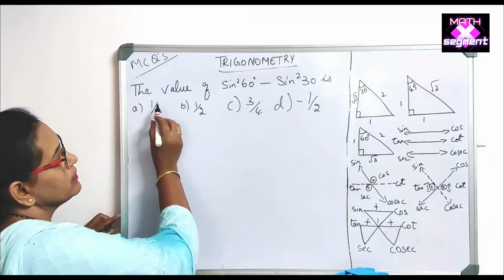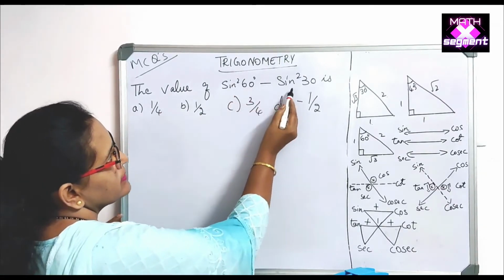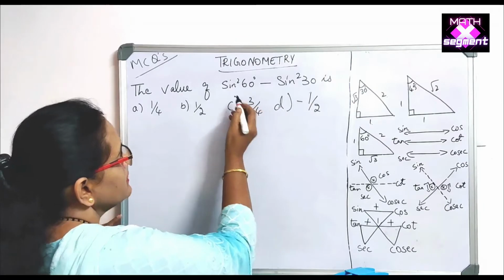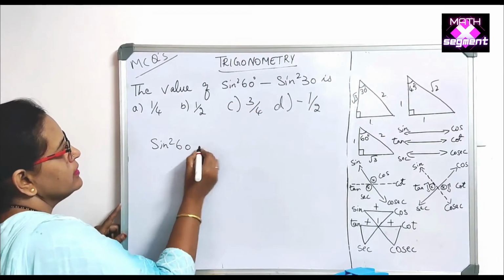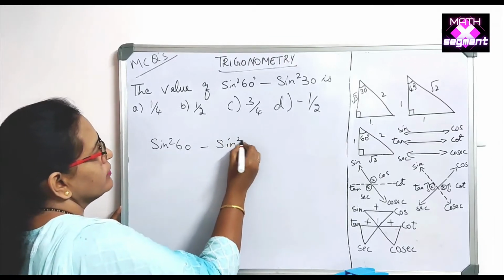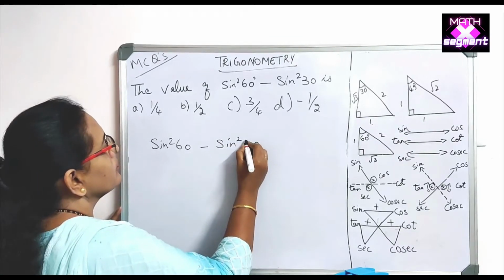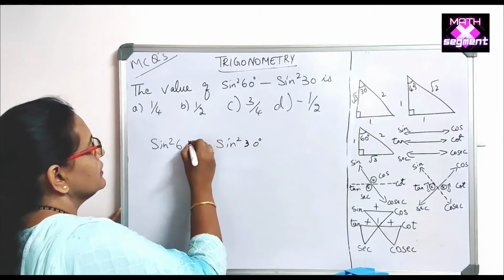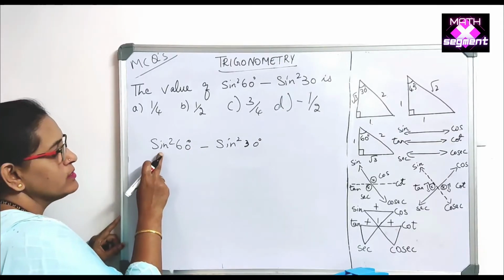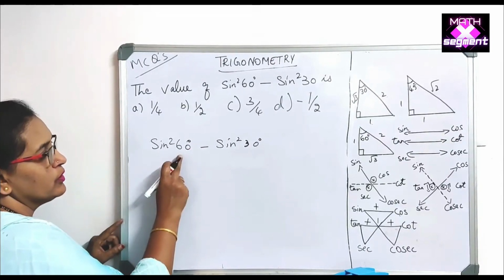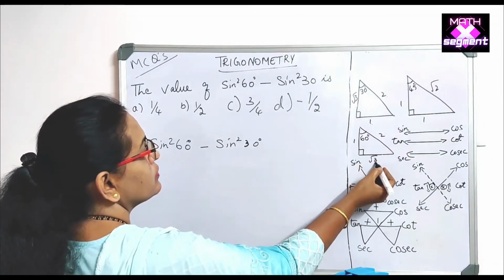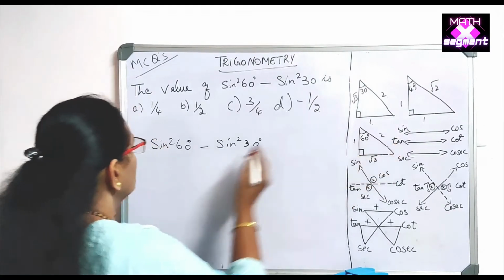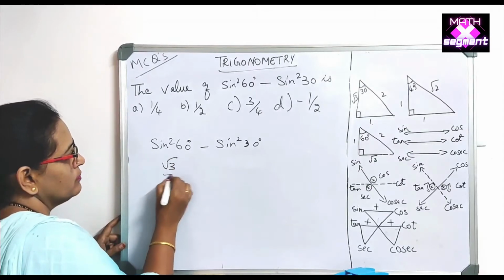Let's solve the next question. The value of sin square 60 minus sin square 30 is. That means we have to find the value of sin square 60 minus sin square 30. So here we know what is sine. Sine is opposite by hypotenuse. So we will see under 60 degree. So this is the triangle. Here opposite is root 3 and hypotenuse is 2. So I can write root 3 by 2.